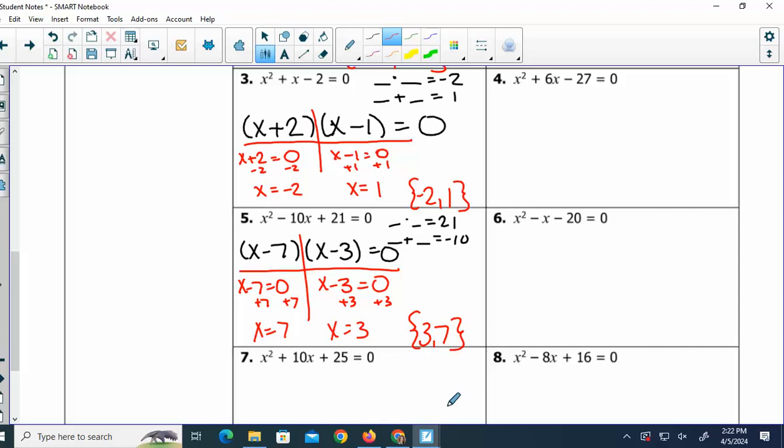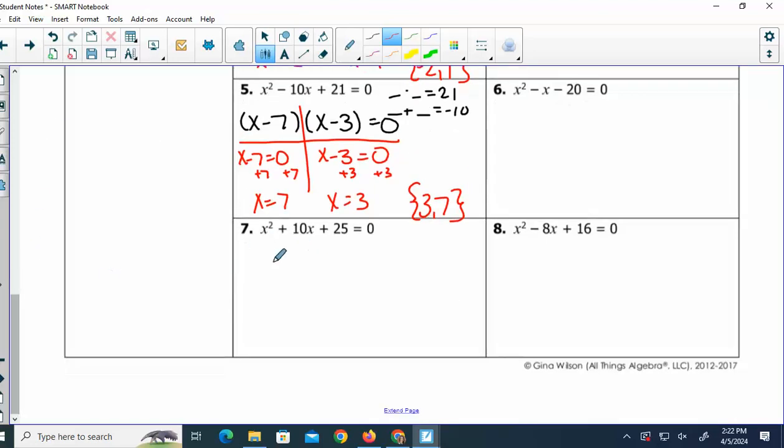I want to do number 5, and then I'm going to jump to the back side, and we're going to start jumping around just a little bit more. Sorry, not number 5, number 7. Because this one has a slight difference to it. When we factor this, what two numbers multiply to 25 and add to 10? Okay, everybody better stay with me here. What happens when you set those equal to 0?